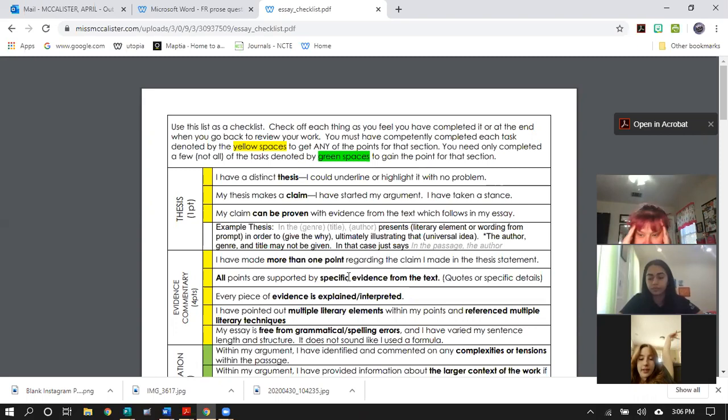Does that make sense? Do you think it would be a good idea to make an outline first and then write everything? Yes.